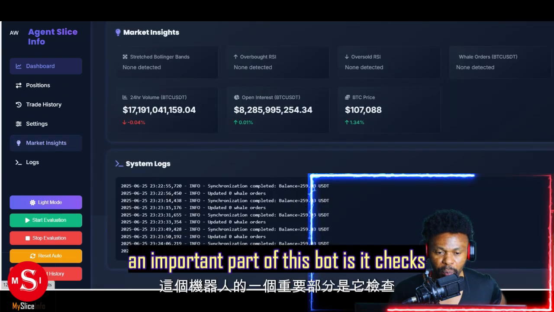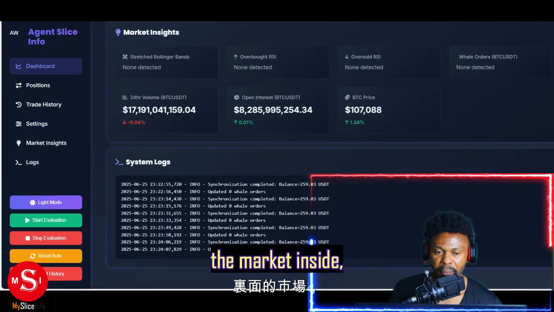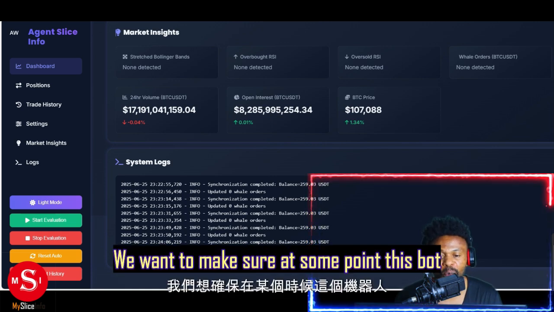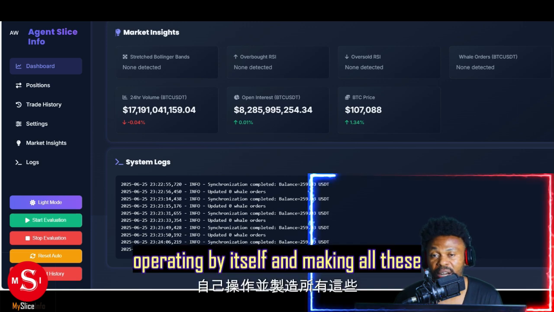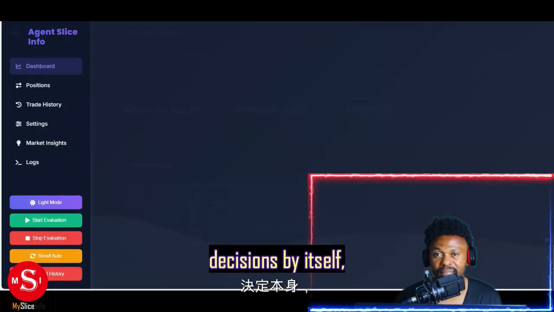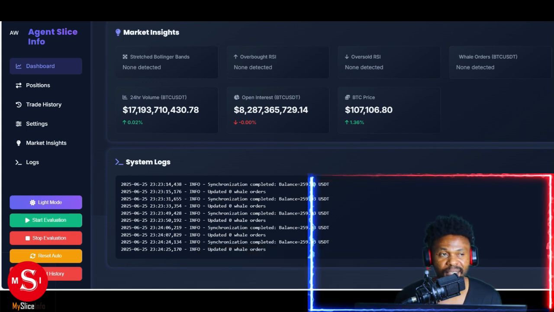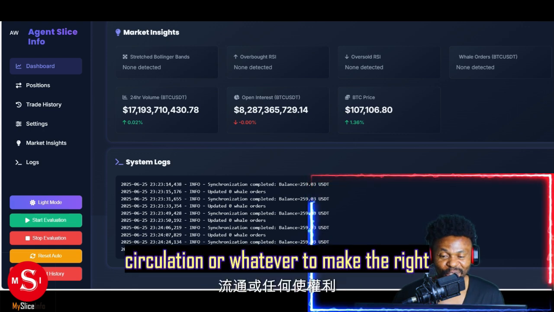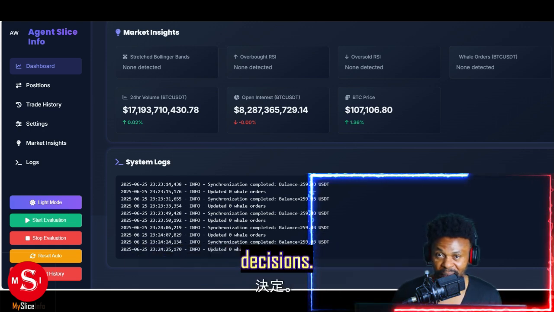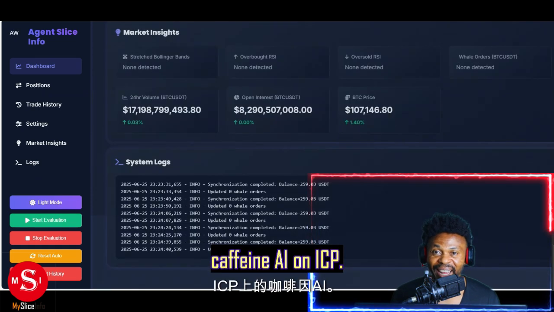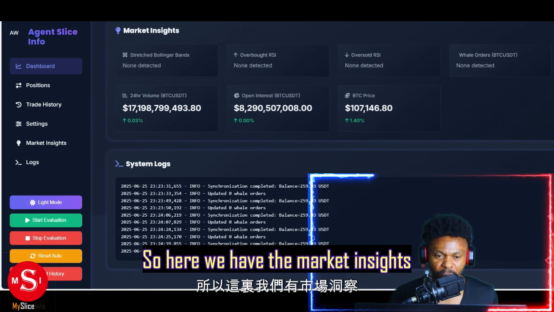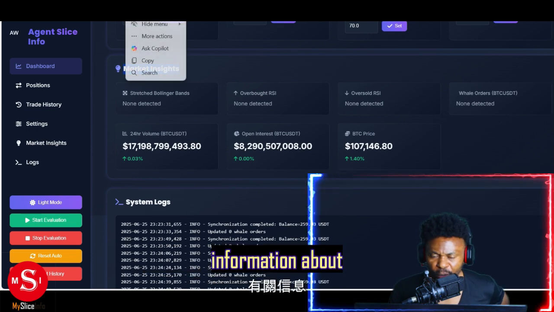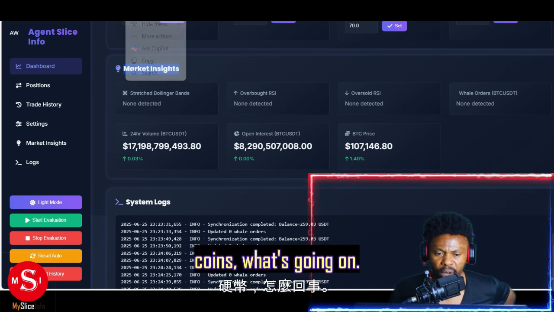And also an important part of this bot is it checks the market insight, which is what I talked about earlier. We want to make sure at some point this bot is like an agent, operating by itself and making all these decisions by itself, looking at the market, the CPI, what the Fed is saying, and if there's more money in circulation or whatever, to make the right decisions. And we're gonna do that with Caffeine AI on ICP. So here we have the market insights, and here we just have information about some other coins, what's going on.